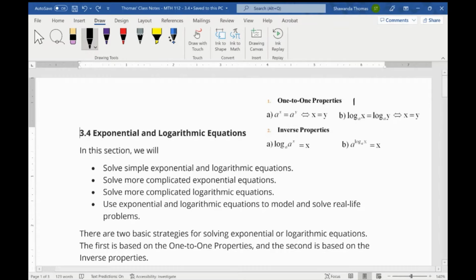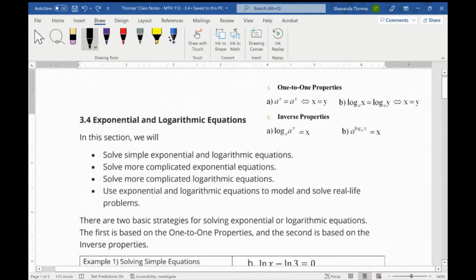Also, if we have a log with the same base on each side, we can throw away those logs, right? We can get rid of them and set that x right here to equal the y here. So that is just a refresher on the one-to-one property.